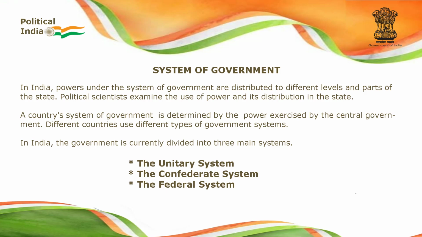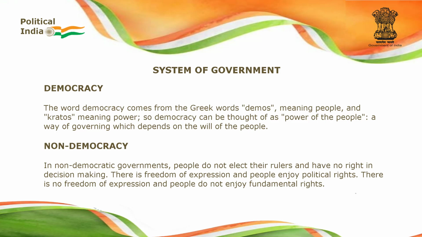In India, the government is currently divided into three main systems: the unitary system, the confederate system, the federal system. Democracy. The word democracy comes from the Greek words demos, meaning people, and kratos, meaning power, so democracy can be thought of as power of the people, a way of governing which depends on the will of the people.